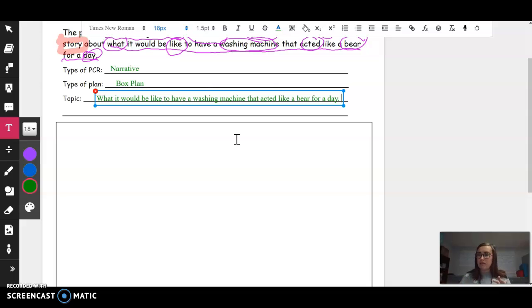I just want to leave that off for right now, and we'll come back to the hook as weeks progress. So don't worry about the hook. We're just going to be talking about the characters, the setting, the problem, the 4 events, and the solution. So this story that we are going to be writing about comes from the poem The Washing Machine.